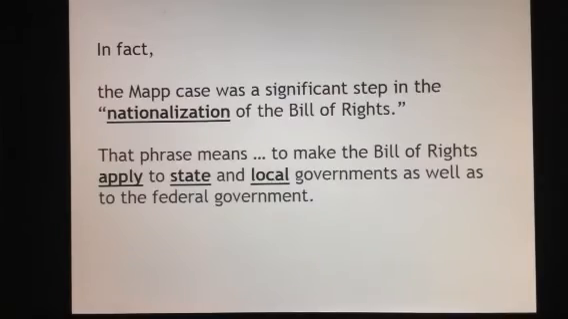So this is exactly what happened in the Mapp case. In fact, the Mapp case was a significant step in what we call the nationalization of the Bill of Rights, meaning that the Bill of Rights was also to apply to state and local governments as well as to the federal government.